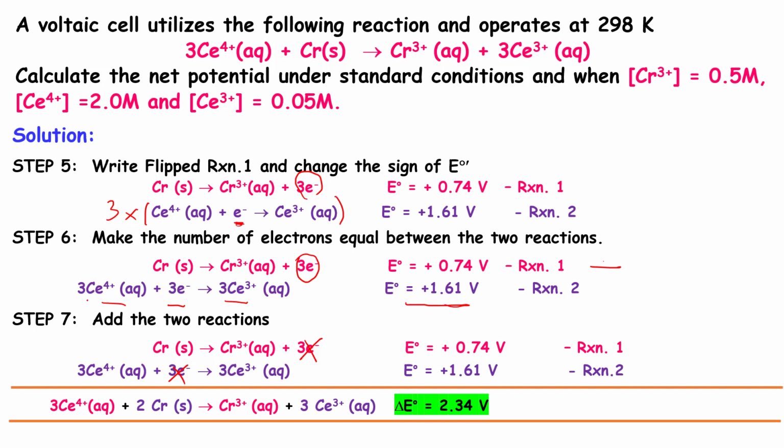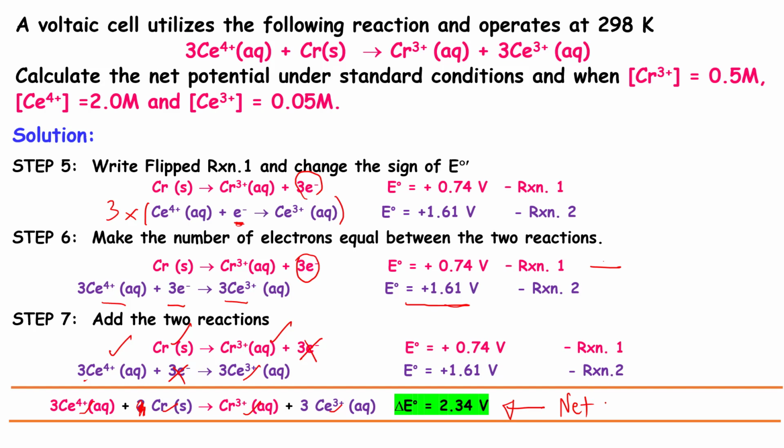So we have Cr, and there's actually an error here, there should be no 2 there, there should be Cr. So you can see that there is 3 Ce4+, which comes from here, and then there's Cr solid, Cr3+ here, and then 3 Ce3+, everything shows up there. And then when you add the two voltages, you're going to see that the total voltage comes out to 2.34 volts. So that's the net potential of the reaction.